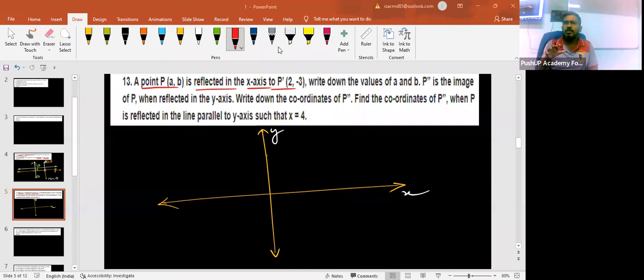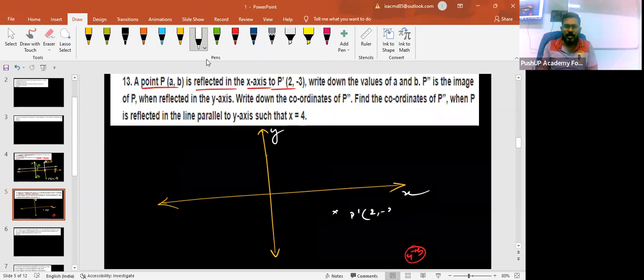They have given you the coordinates of the image because it is written P dash 2, minus 3. 2, minus 3 means it lies in the fourth quadrant, isn't it? And where is 2, minus 3? I'll just plot it somewhere over here. This is your P dash 2, comma minus 3. And how was it getting reflected? It was reflected in the x-axis.